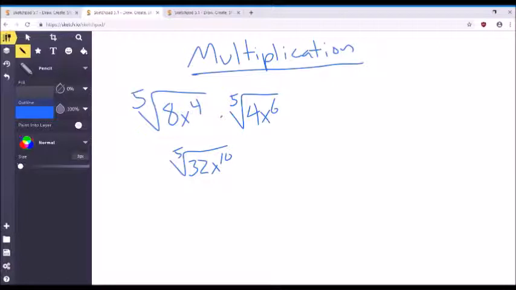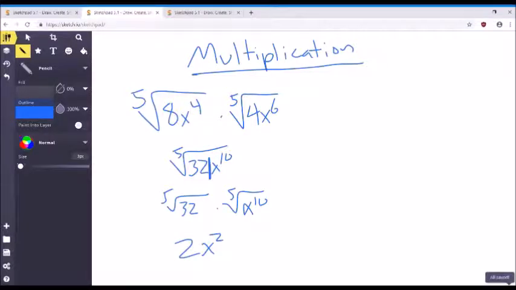So then you would split apart the numbers and the x's. So you would have the fifth root of 32 times the fifth root of x to the 10th. Now you can easily solve both parts to get 2, which is the fifth root of 32, and x squared, which is the fifth root of x to the 10th.